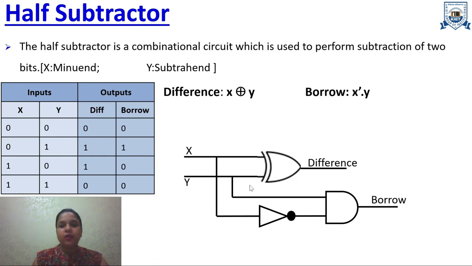It will convert this X to X bar. So here the output is X bar dot, where dot means AND gate, and after that Y is applied. So the output will be X bar dot Y for borrow. So this is the very simple half subtractor definition.